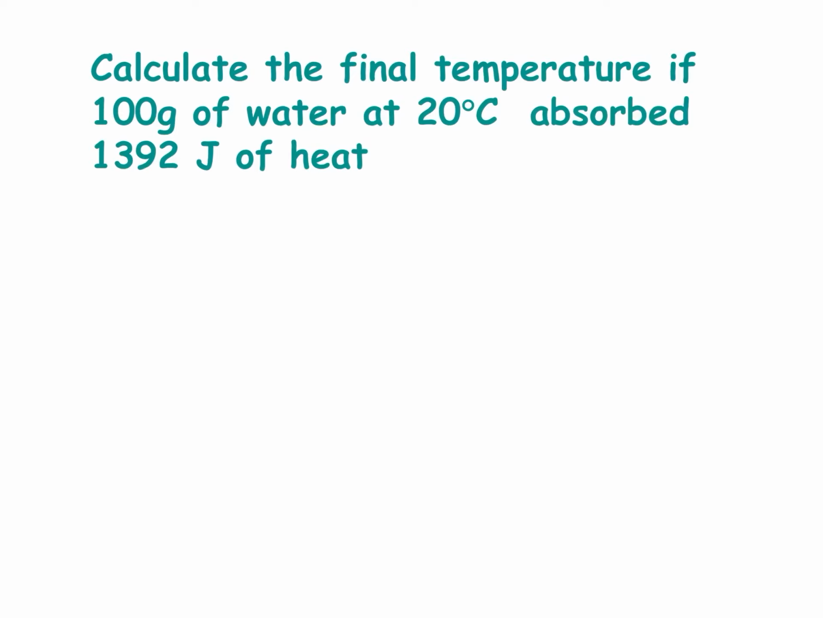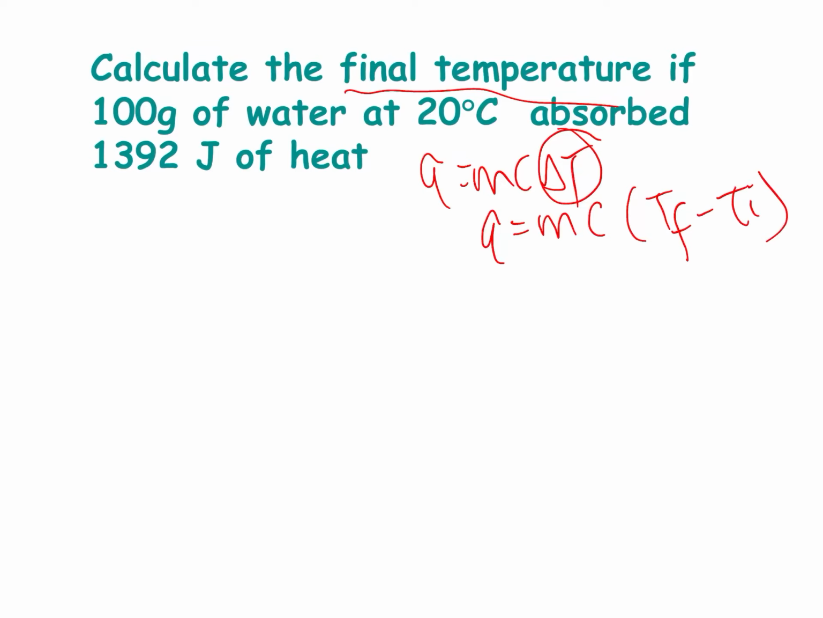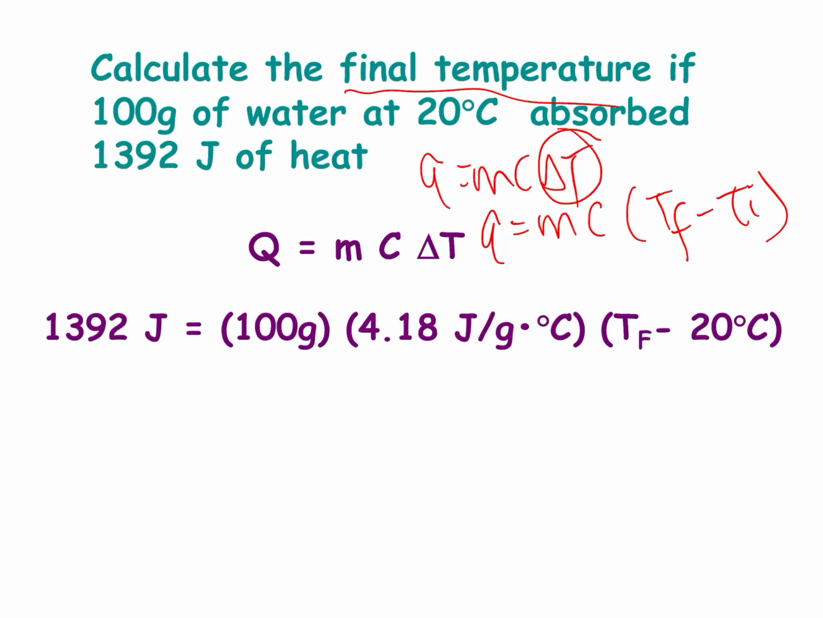Calculate the final temperature when 100 grams of water at 20 degrees Celsius absorbs 1392 joules of heat. Now, normally we have Q equals MC delta T, but that's not what we're looking for. We're looking for a final temperature. And so what we need to do is substitute in the definition for delta T. So we would have Q equals MC times the quantity T final minus T initial. Now that I put that definition of delta T in, can't you see that we can solve for the final temperature?